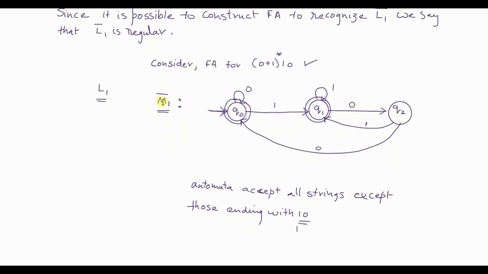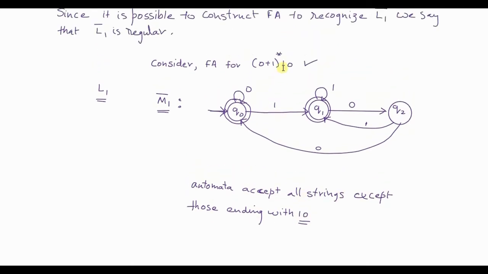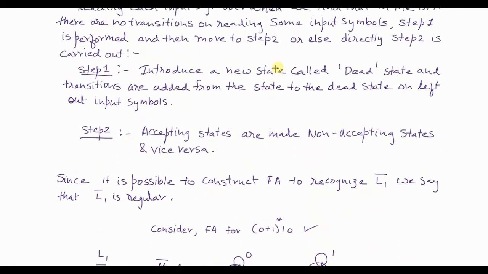So M1 bar. Fine. So this automata, after following the procedure, the 2 steps, is the one wherein the automata can accept all the possible strings except those ending with 1 0. So this is the complement of the given language. Okay. So for this M1 bar, the language is L1 bar. So then we say here, since it is possible to construct a finite automata to recognize L1 bar, that means L1 bar should be regular, no?